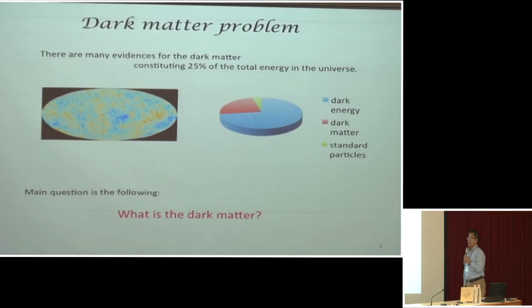So, as you know, there are many evidences for the existence of dark matter. For example, the CMB, in combination with other observations, tells us that there is dark energy, which is the majority of the energy density of the universe. And we also have dark matter, which constitutes 25% of the total energy of the universe. Since dark energy is a very difficult problem, I won't mention it anymore. Today, I would like to focus on the dark matter problem. So the question is, what is dark matter?